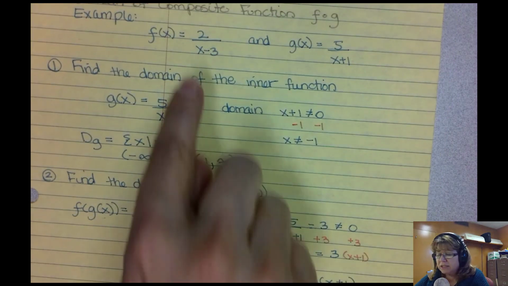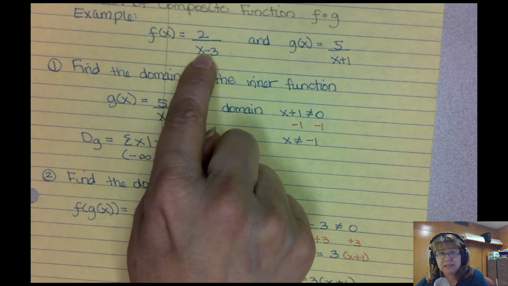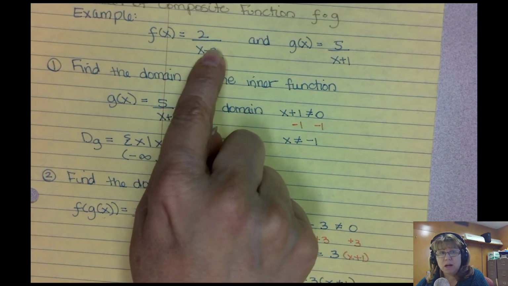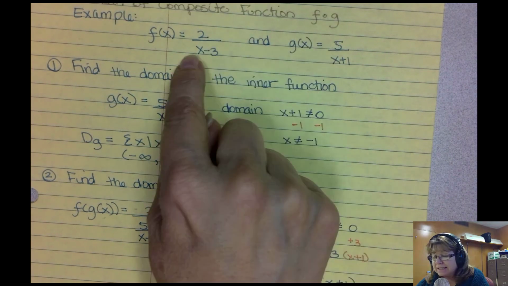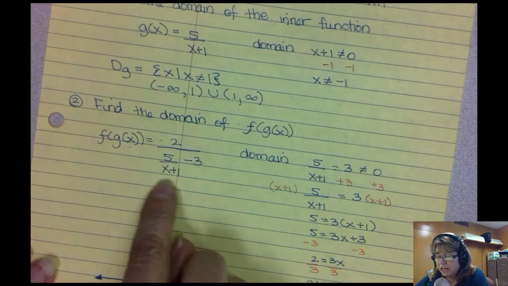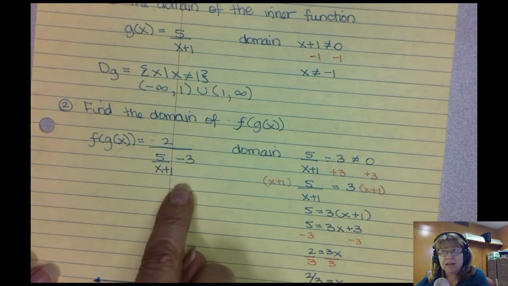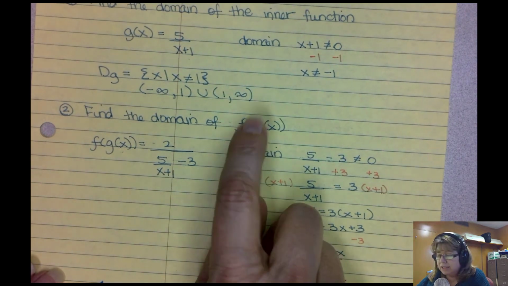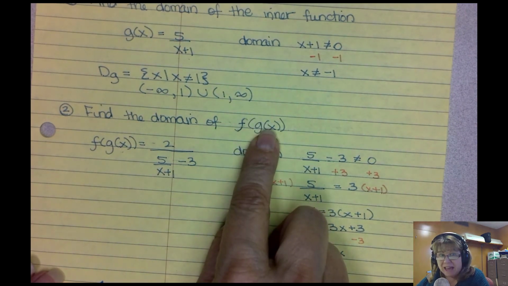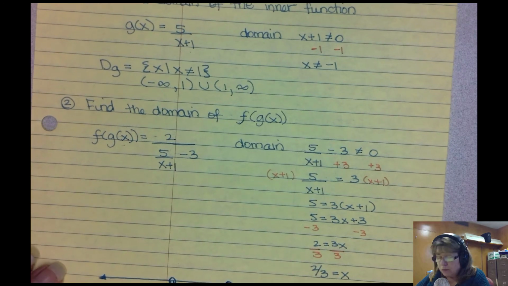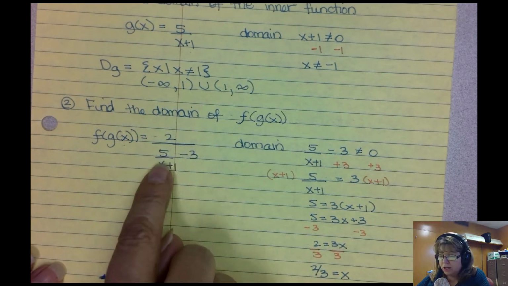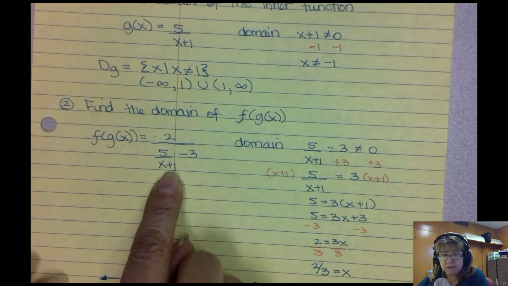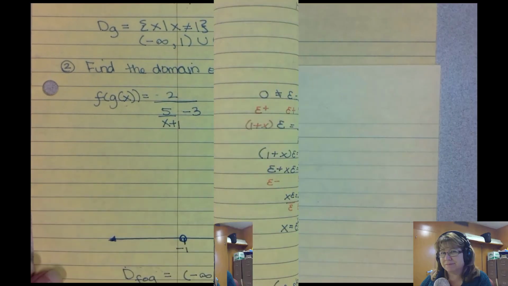Now you may have noticed I did talk about this x minus 3 being 0. But in this composite function, that did not matter. It was the whole entire denominator after it was embedded with the g of x, which mattered. So 3 is totally allowable because this is no longer just 3. It is 5 over x plus 1. I hope that makes sense.